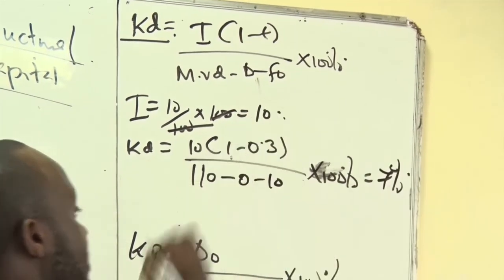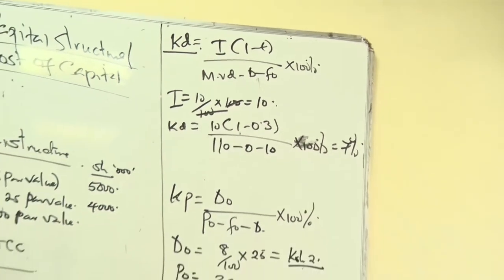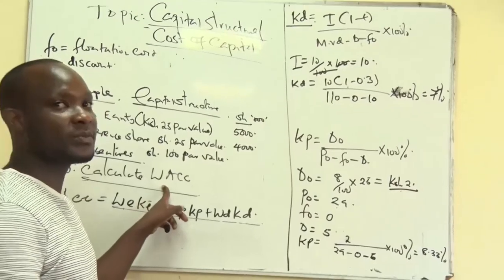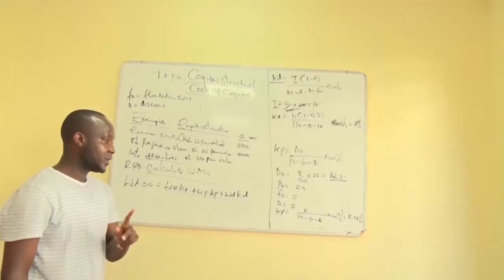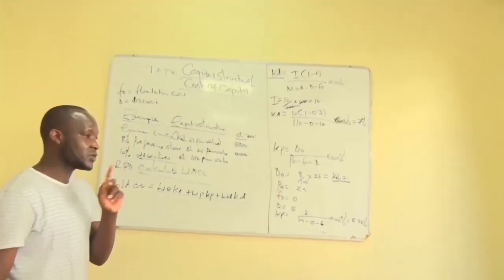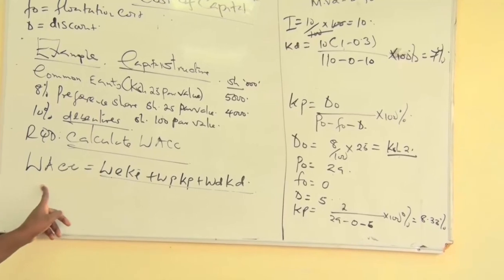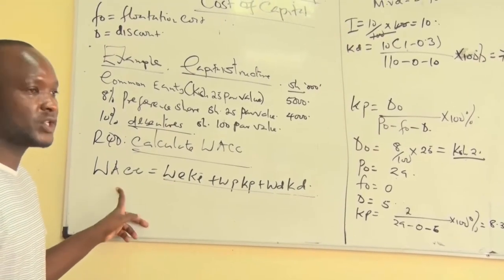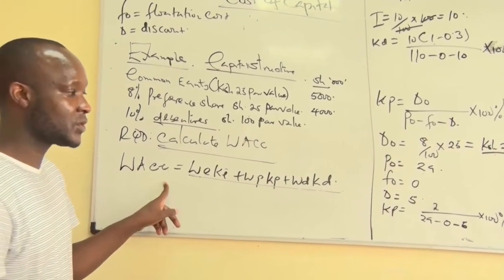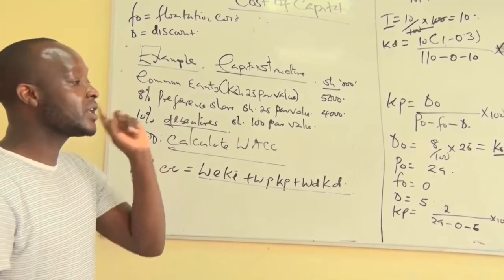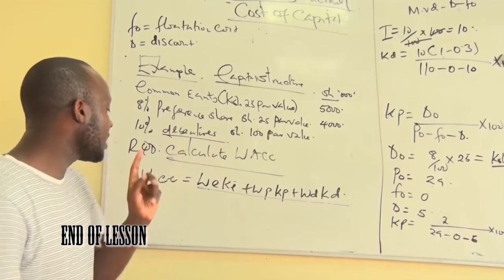Now that is the end of today's lesson. In the next lesson, I will cover how to get the WACC. What I've done is calculate the cost of each component. In our next clip, we will calculate the WACC, which was our main objective. Our question was asking how to get the weighted average cost of capital, so to get it, you calculate the cost of each component, which I have done. In our next clip, we will see how to get the WACC.